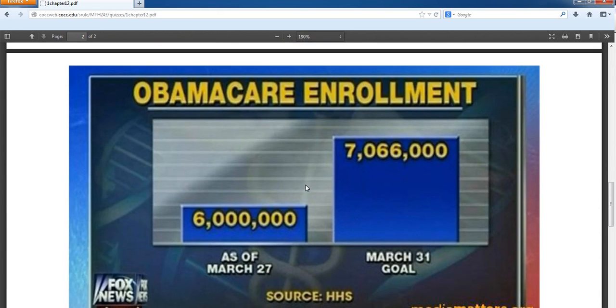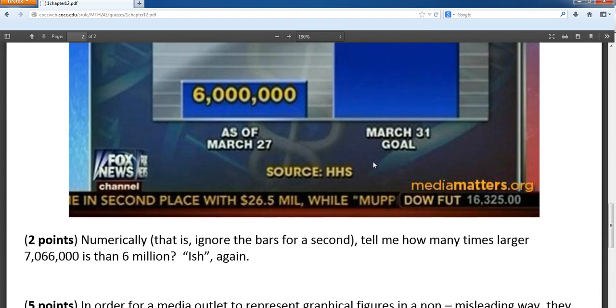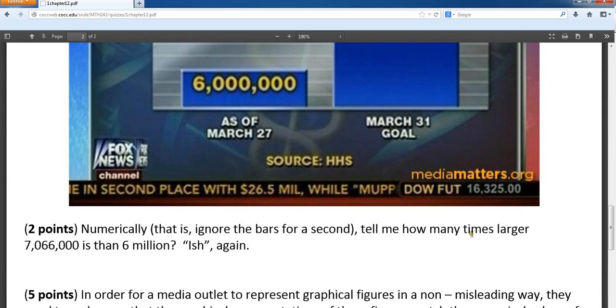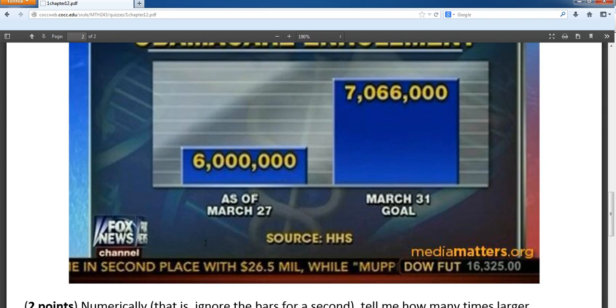Here's the actual graphic. I had originally blocked out the numbers in here and here. Now the question is, numerically, tell me how many times larger this is than this. And again, approximately. So, doing the exact same thing, you can divide that number by this number. I'm going to do it mentally real quick. You can get a more precise answer if you want by using a calculator. This is 7 million, and this is 6 million.